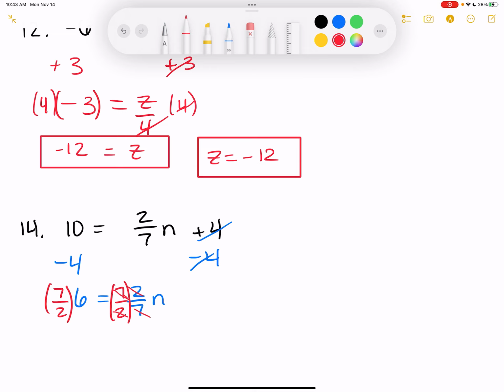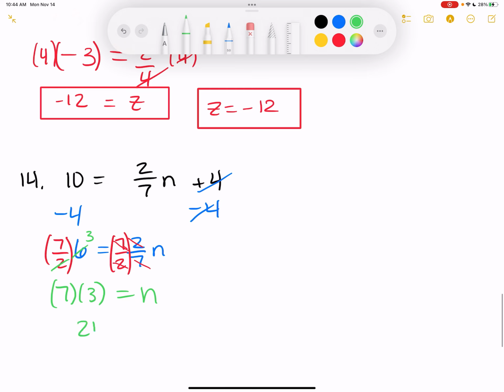So 2 can go into 6 how many times? 3. So 2 cancels, so you're left with 7 times 3 equals everything over here canceled except for the n. So then 21 equals n. I'm going to show you what I was saying as the other option.